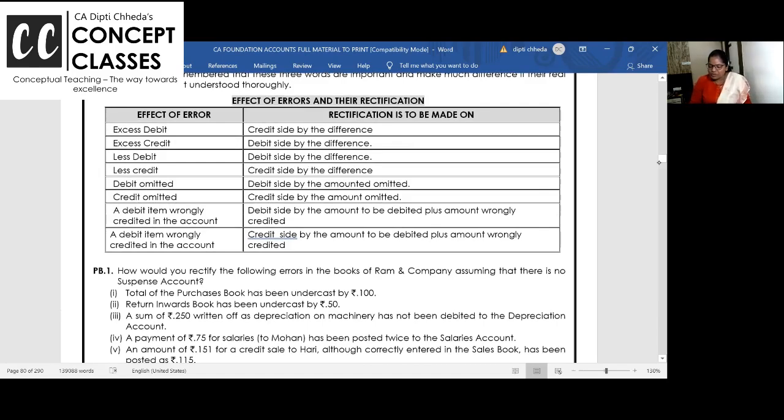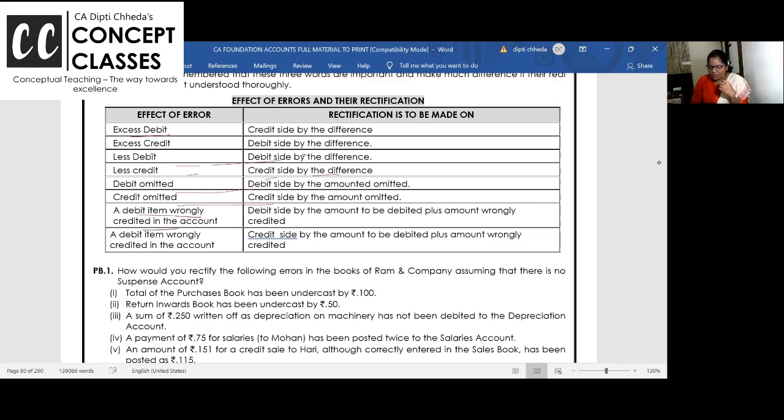I hope these rules you all know. Excess debit: if you have debited more, rectification is made on the credit side. Excess credit: if you have done that, then rectification is done on the debit side. Less debit, then debit more. Less credit, then credit more. Debit omitted, you didn't debit, so now debit it. Credit omitted, so now credit it.